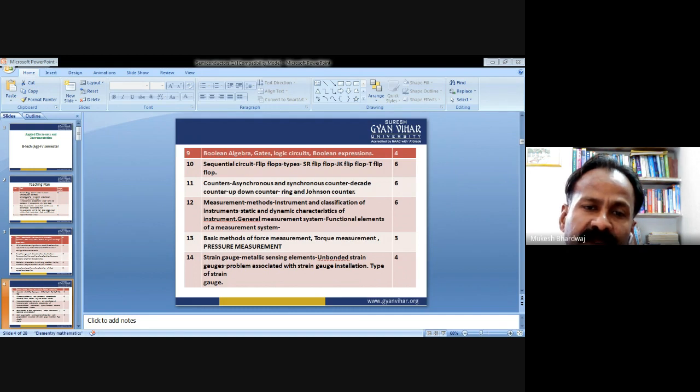By the use of gates, we design the counters. Counters are of two types: asynchronous and synchronous counters, as well as decade counter, down counter, ring counter, and Johnson counter.